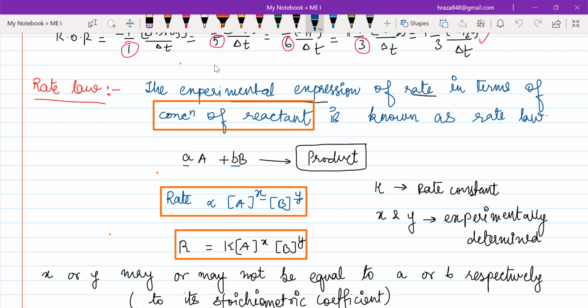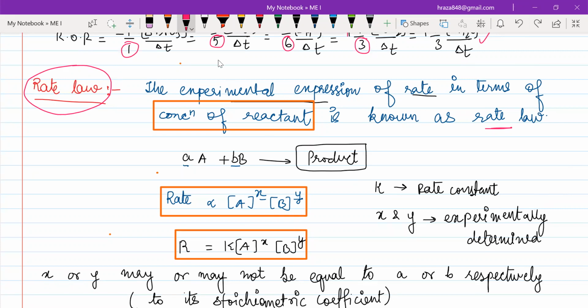So basically, again, I'm going to repeat it. What is rate law? Rate law expression is basically in terms of concentration of reactant, and that is your rate law. So according to rate law, rate is directly proportional to the concentration of reactant raised to the power something, and this power is determined experimentally. So this is basically your rate law.